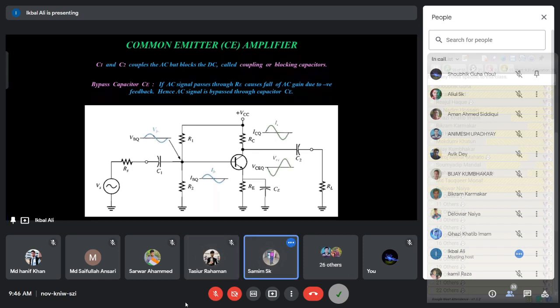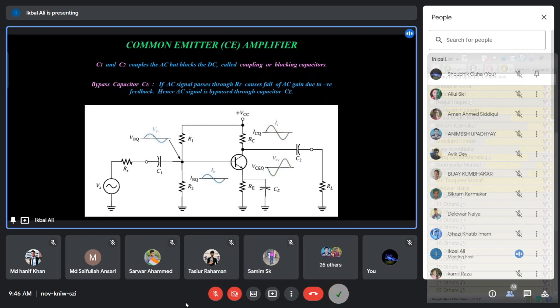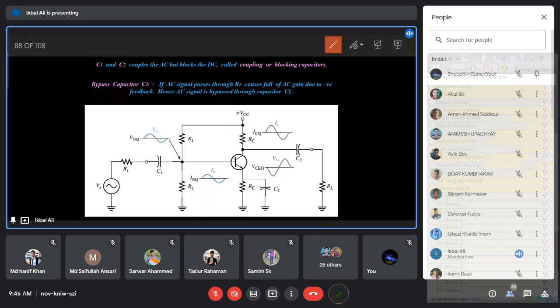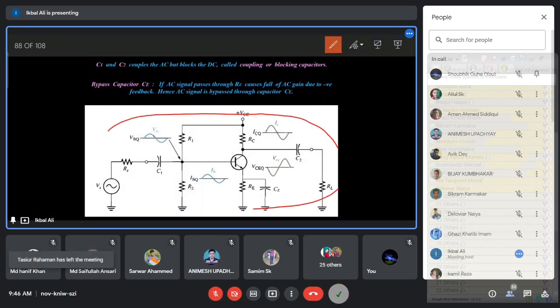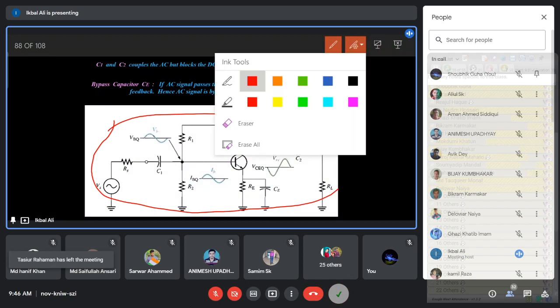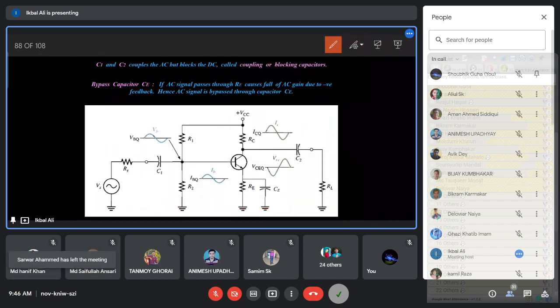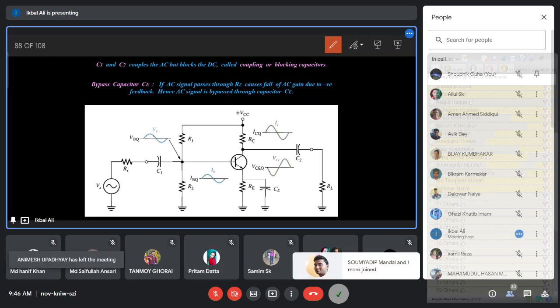Yes, sir. Okay, whatever we have discussed, the CE amplifier, that means this circuit, is called a small signal amplifier. Why I am discussing this is that it is required to understand the purpose of these circuits. This I have discussed earlier, that it is called the small signal amplifier.